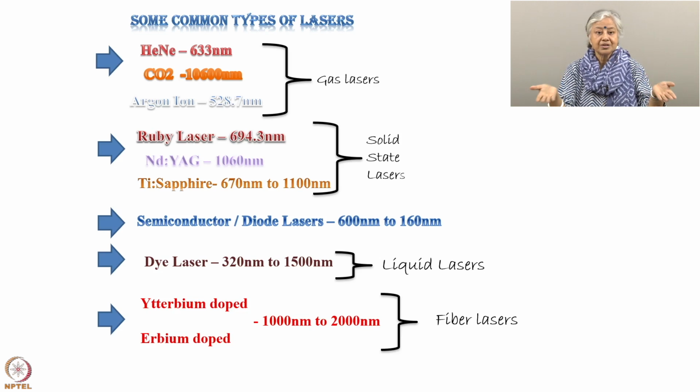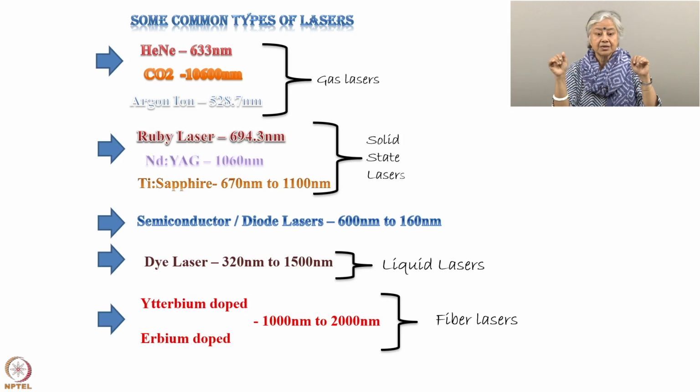And so now we have so many different types of lasers, which can be classified into gas laser, solid state laser, liquid laser, semiconductor laser, and fiber laser. In gas lasers, you have the helium neon laser, the carbon dioxide laser, and the argon ion laser. In solid state lasers, you have the ruby laser, the Nd:YAG laser, which emits in the near infrared region, 1064 nanometer, and the titanium sapphire laser, which can be tuned from 670 nanometer to 1100 nanometer. So these three are examples of solid state lasers.